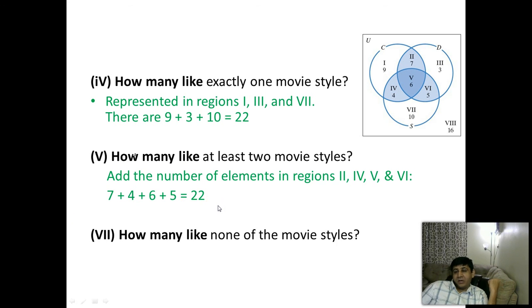Now the last interesting question is, how many don't like anything discussed here? They did not like comedy, drama, or science fiction. Maybe they like something else, maybe horror, or documentaries. So anything outside these 3 circles will be the answer to this one, which is region 8. So it's region 8. 16 people out of 60 did not like any of these 3 categories discussed here.